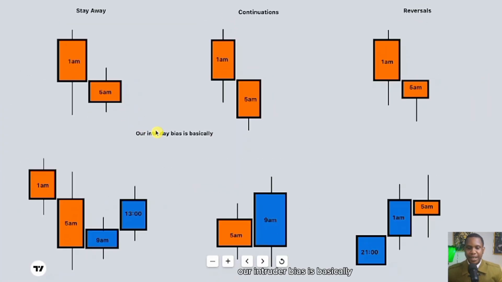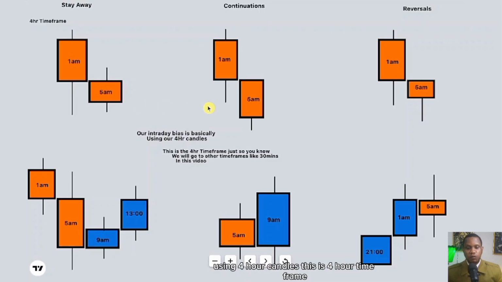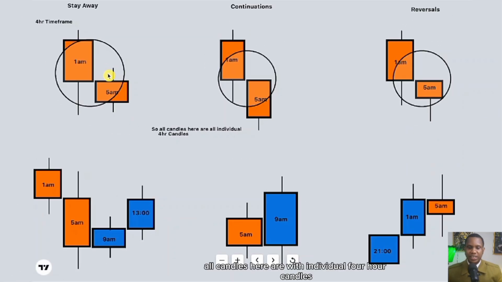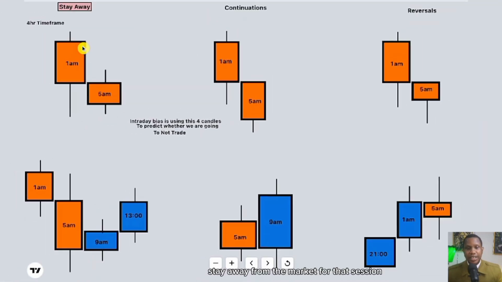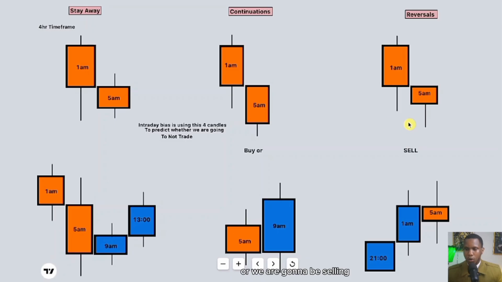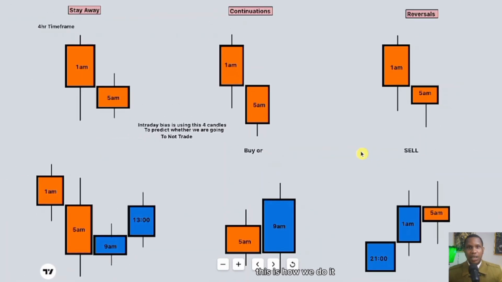Our intraday bias is basically using 4-hour candles. This is the 4-hour time frame, just so you know, we will go to other time frames like 30 minutes and 5 minutes later in this video. But we're focusing on 4-hour. So all candles here are individual 4-hour candles. Intraday bias is using these 4-hour candles to predict whether we are going to stay away from the market for that section, or we are going to be buying, or we are going to be selling. This is how we do it.